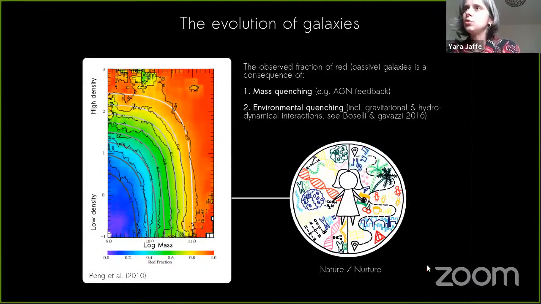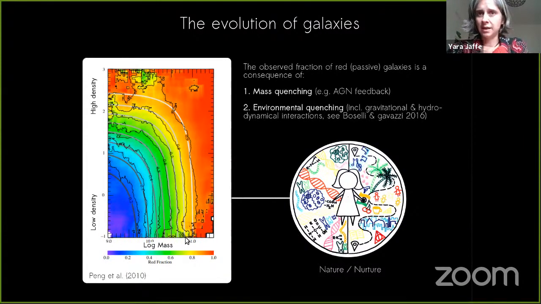And there are essentially two things involved in the quenching of galaxies, as this diagram from Peng et al. 2010 shows. The two things are the intrinsic properties of galaxies and the environmental situation of the galaxies. So in this plot, what is shown is the fraction of passive red galaxies from the Sloan Digital Sky Survey in the color bar, as a function of galaxy density on the y-axis and galaxy mass on the x-axis. What we can see is that the more massive the galaxies are, the redder they become.